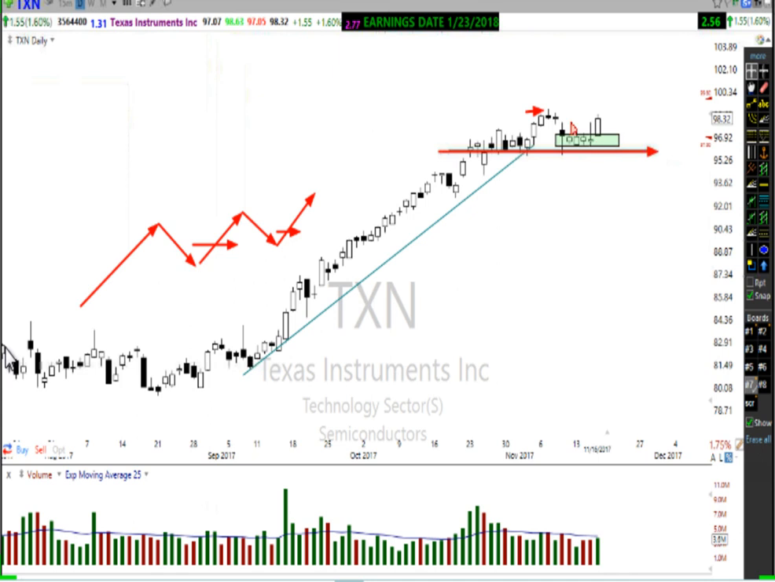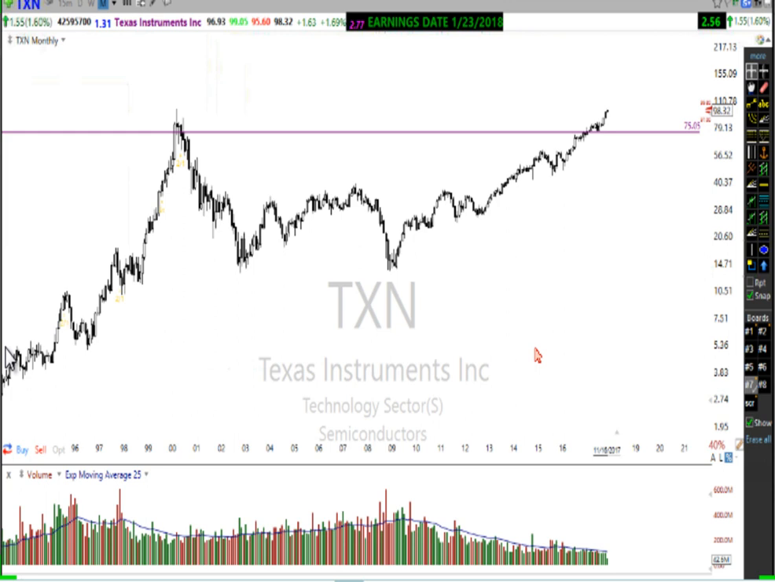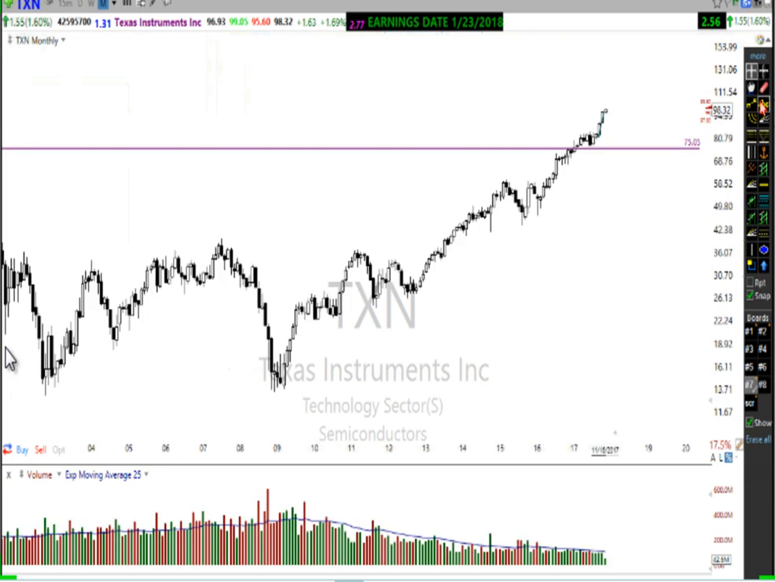Now, if I have a major overhead resistance, and what I mean by major overhead resistance is there's a place out there where it's just been stuck there for a long, long time, then I won't trade that trade, because I won't be able to make enough money in the trade if it just runs up and hits resistance and pulls back. But in this one, if we look at this on a monthly chart, where's the resistance? We got blue sky above. Blue sky.